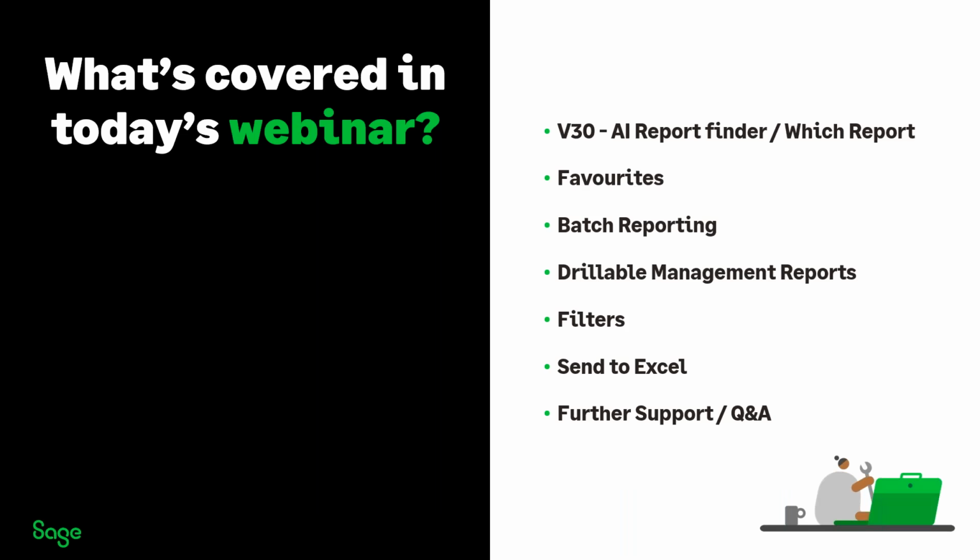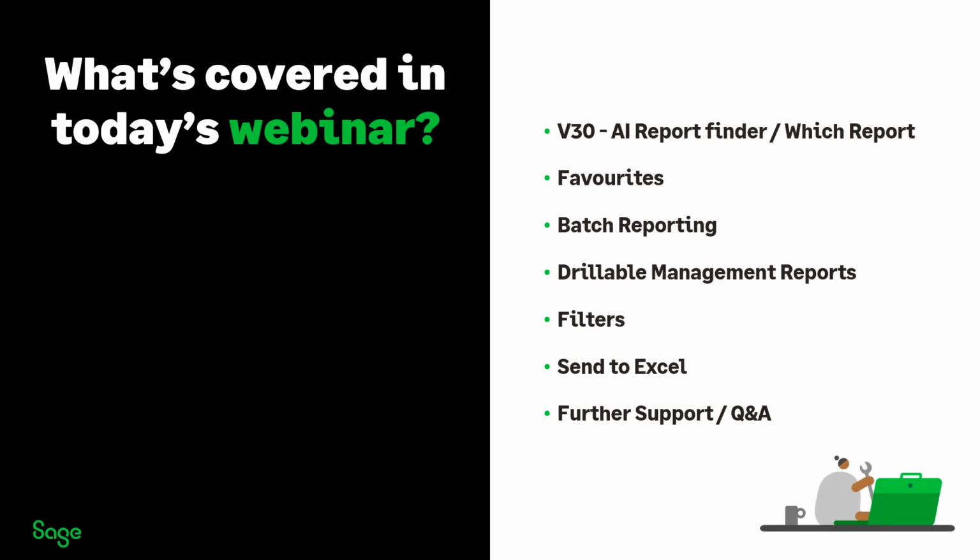So what are we covering this morning? So I'm going to start with version 30, quickly look at the AI report finder, which follows on a little bit from the which report option that's been available from our help center for many years. We look at using favorites, batch reporting, the drillable management reports, which have been around for a long time. A lot of people still don't realize they're there. Which can help you get at the information and help you understand your reports that bit easier very quickly.